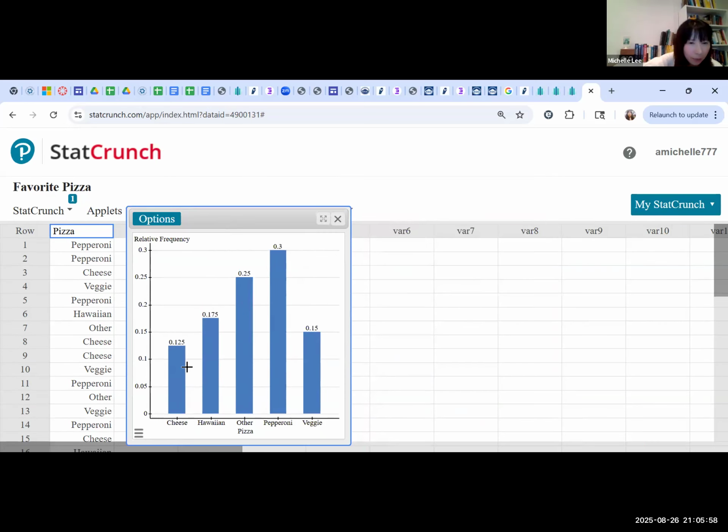Okay, so we have relative frequency, cheese is 0.125. We did that earlier, right? And Hawaiian is 0.175. And other pizza, 0.25, and so on, right? Okay, good, right?